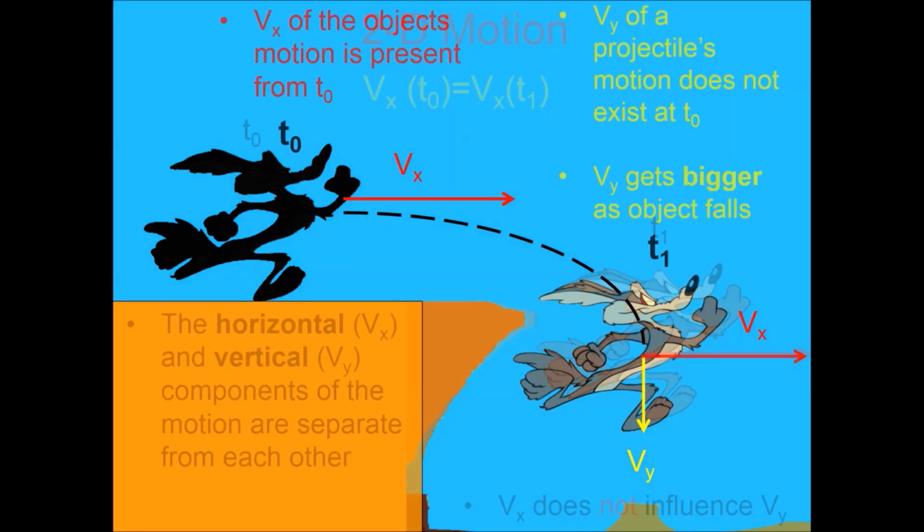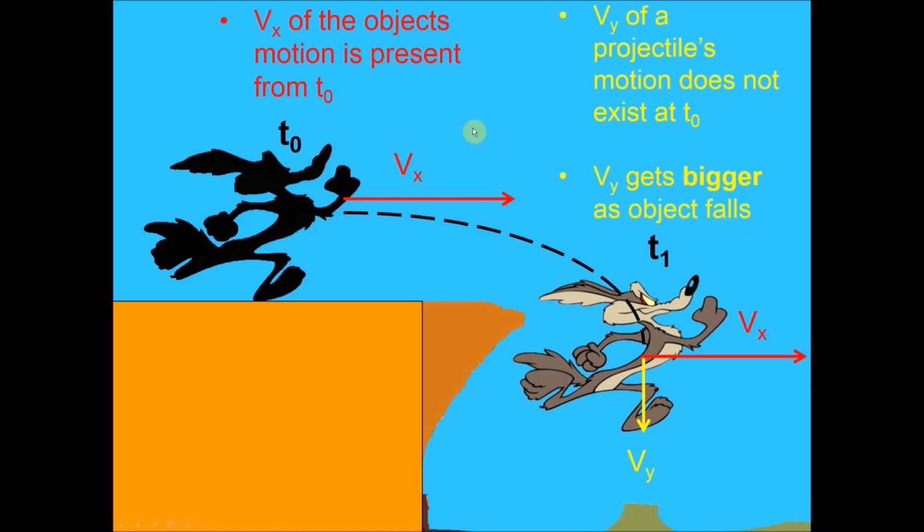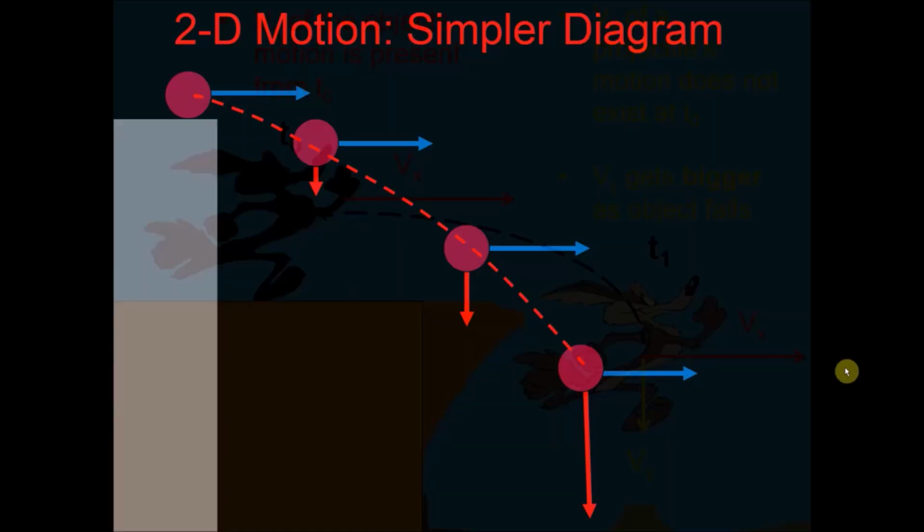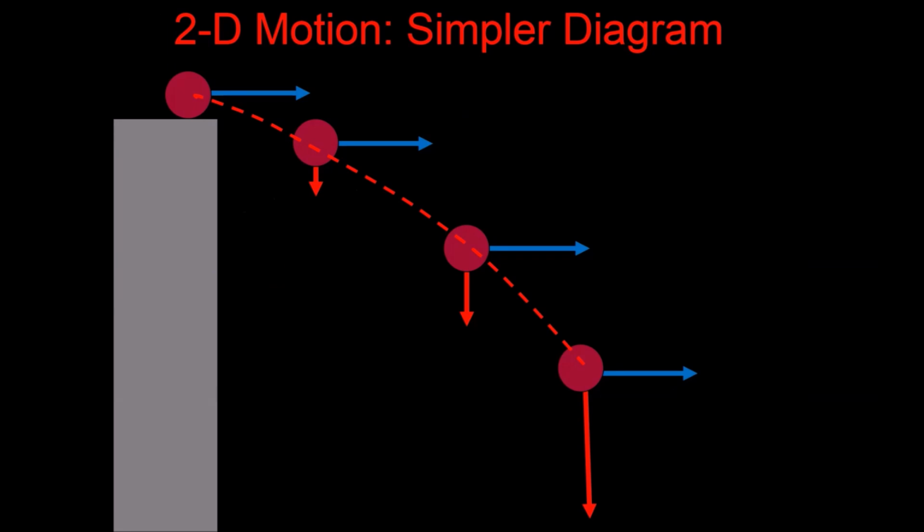So that means that the velocity of the object's motion here in the x direction is the same throughout his motion. The velocity in the y direction is going to get bigger and bigger and bigger with time as the coyote falls. Now, in terms of a less florid, simpler to understand diagram, here a ball goes off of the cliff, and essentially here we are again with our constant velocity vector in the x and our increasing velocity vector in the y direction.